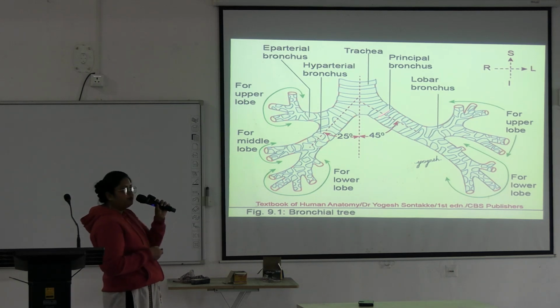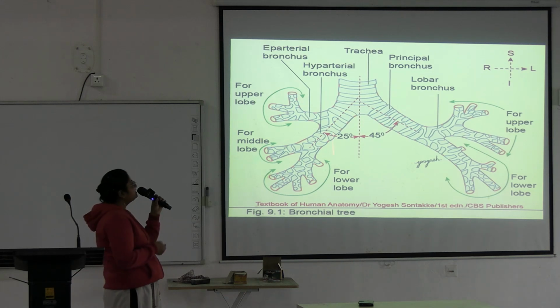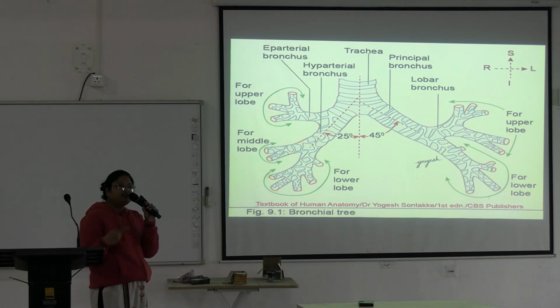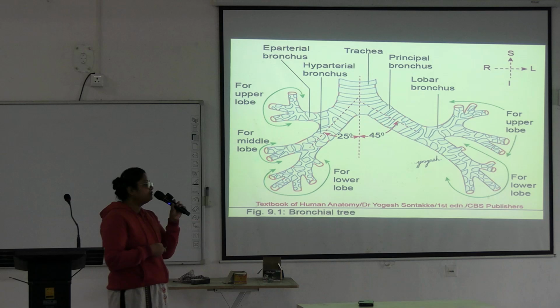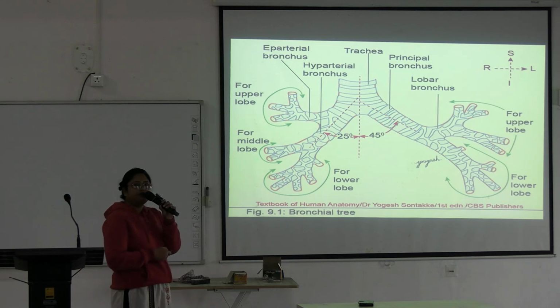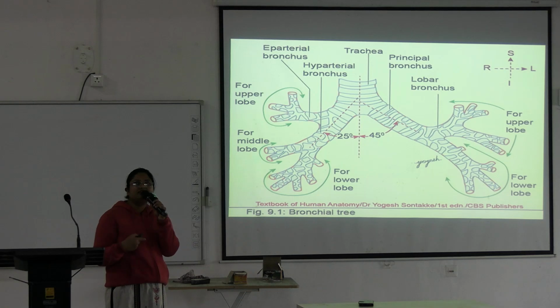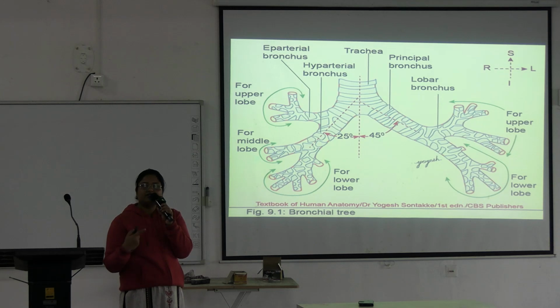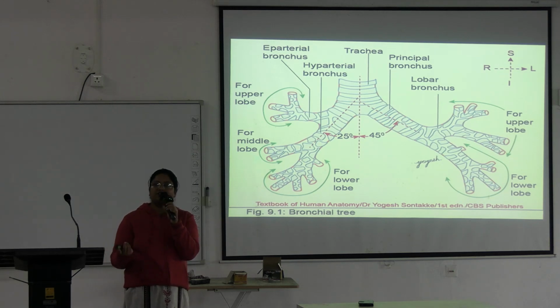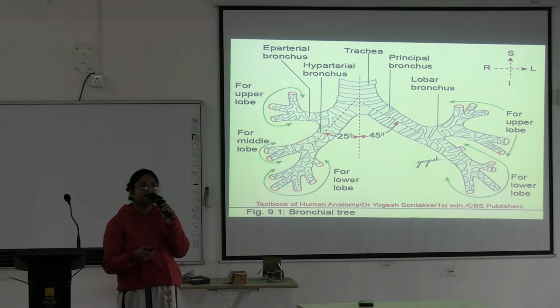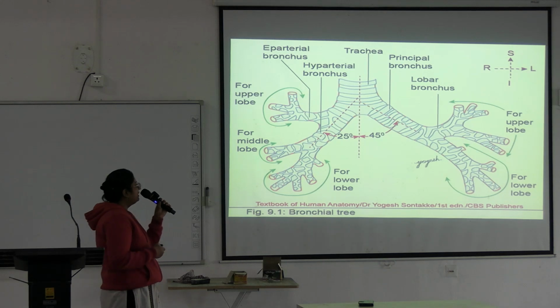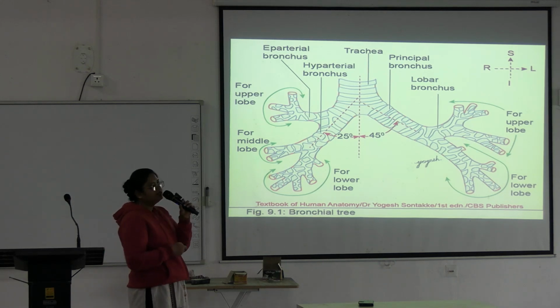As the right bronchus is more in line with the trachea, there is a tendency of foreign bodies to go towards the right lung, to enter into the right lung. That's why infection in the right lung is more common. Lung abscess is more common in the right lung. Okay, this comes in your explain why question. Very important explain why question: why is lung abscess more common in the right lung?